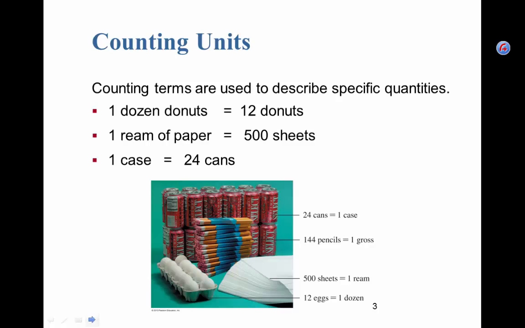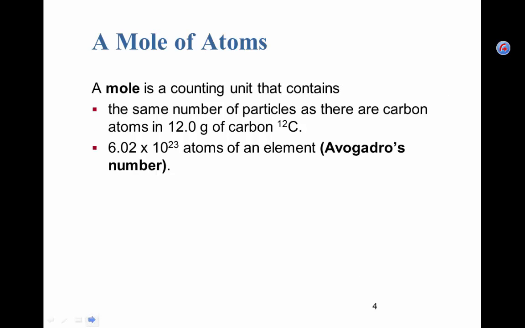Now in chemistry, we use one that's called the mole. And a mole is the same number of particles in 12 grams of carbon-12. So it would be if we could take carbon atoms and pile them up on a scale until the scale said 12 grams, and then we counted the number of atoms that were in there, that would tell me how many a mole is. And a mole is 6.02 times 10 to the 23rd atoms of an element.